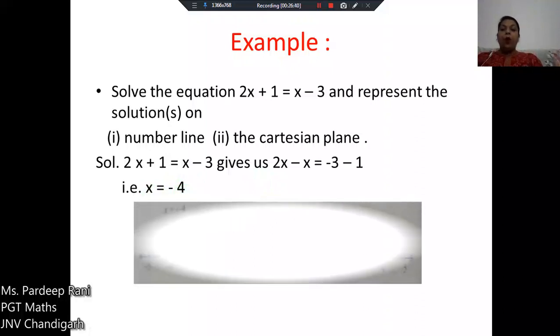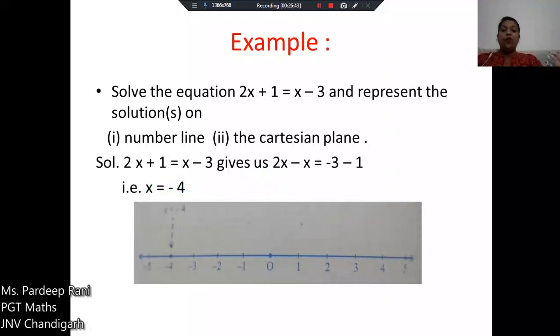Now we are going to plot this x equal to minus 4 as a unique point on the number line. You can see in the figure, this is the number line drawn. 0, that is origin, is marked in the center. Positive values are on the right hand side of 0. Negative values are on the left hand side of 0. As we have to plot x equal to minus 4, so we move towards left direction and we mark the point x equal to minus 4 as I am pointing here.